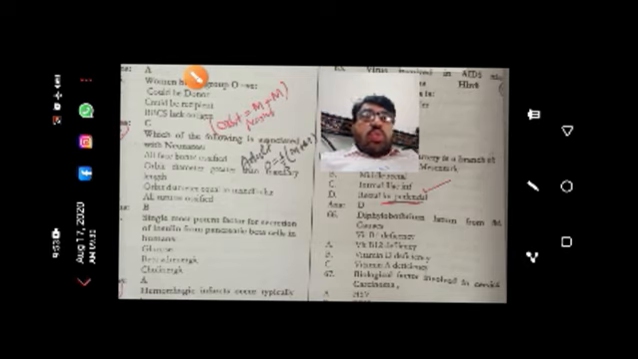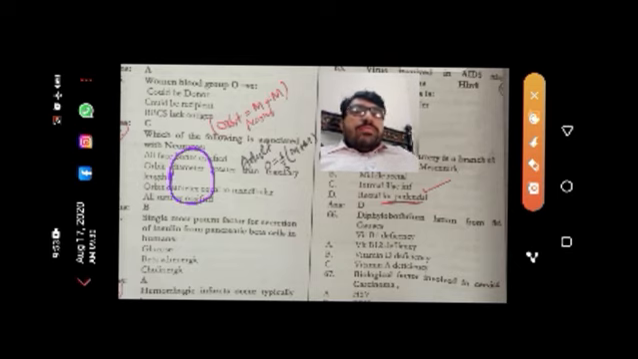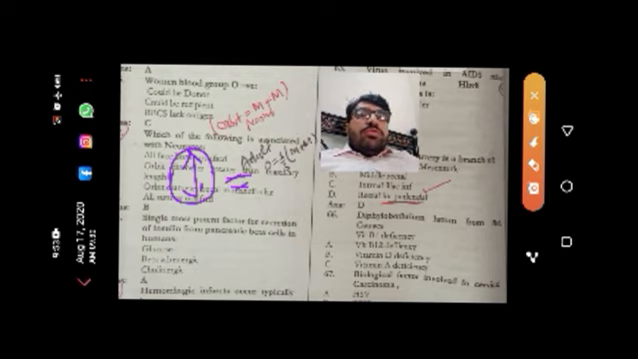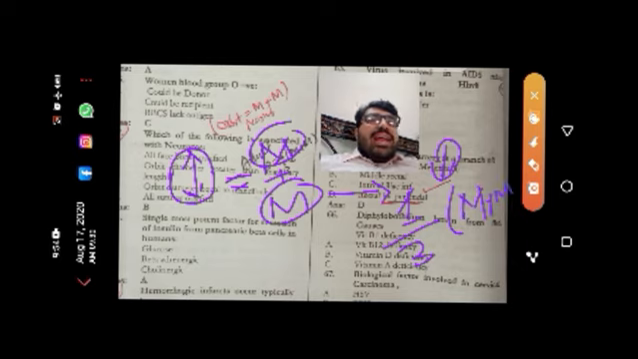Coming next, which of the following is associated with the neonate? Now this is very important. In neonate, the diameter of the orbit is equal to the diameter of the maxilla plus mandible. So M plus M is equal to orbit diameter. I am talking about the neonate. What happens in the adult? The diameter of the orbit is 1/3 of the maxilla plus mandible length. So they are talking about over here the neonate.